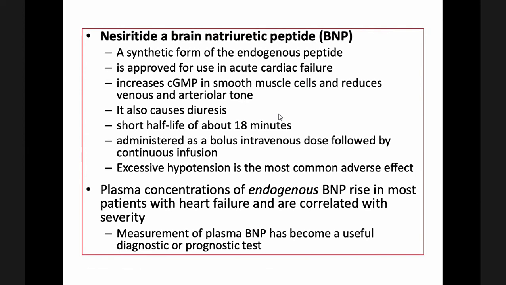So it's administered as a bolus intravenous dose followed by continuous infusion. The most common adverse effect of your nesiritide is excessive hypotension. Plasma concentrations of your endogenous BNP rise in most patients with heart failure, and they are correlated with severity. So measurement of your plasma BNP has become a useful diagnostic and prognostic tool in patients with heart failure.